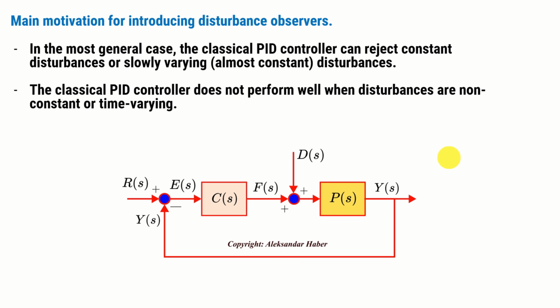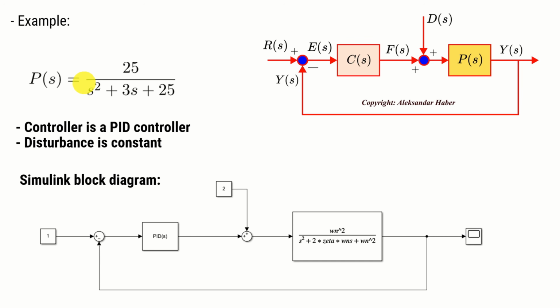The truth is that in the most general case, the classical PID controller can reject constant disturbances or slowly varying or almost constant disturbances. The classical PID controller does not perform well when disturbances are non-constant or time-varying, and this is very, very important. Let us explain this with the following example.